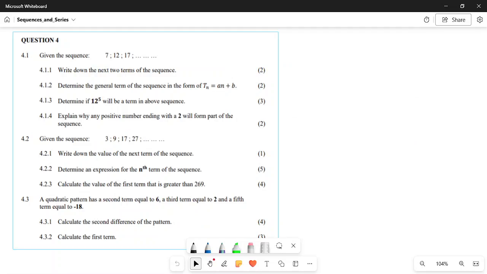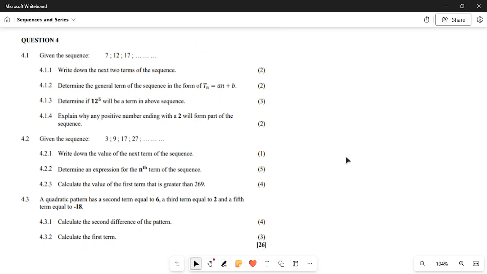So question number 1. Given the sequence 7, 12, and 17, write down the next two terms of the sequence. So we need to first determine what kind of a sequence this is. By inspection, you should notice that the difference between two successive terms here is 5. So to get the next term, I can just say 17 plus 5, which gives me 22.